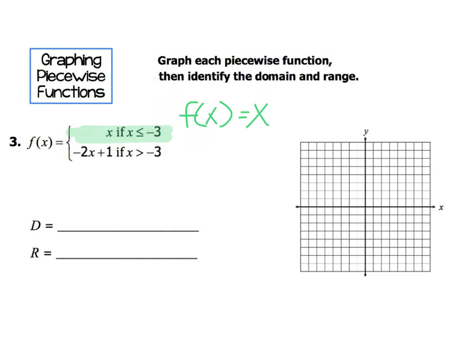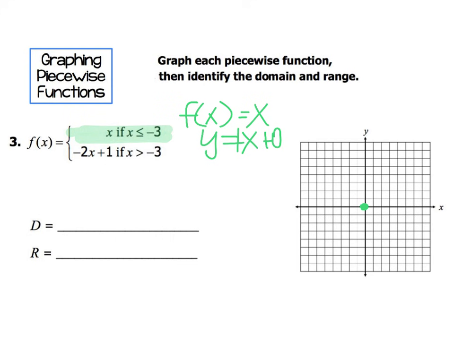When x is less than or equal to negative 3, f of x equals x, which is the same thing as the equation of the line y equals x. And y equals x is basically y equals 1x plus 0. This helps us because that means 0 is our y-intercept, so we know our graph's going to start right there.